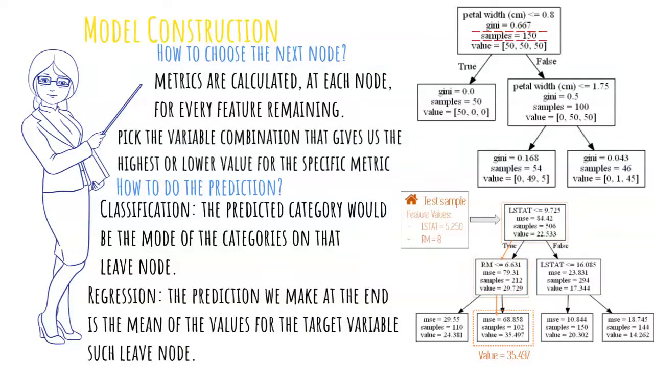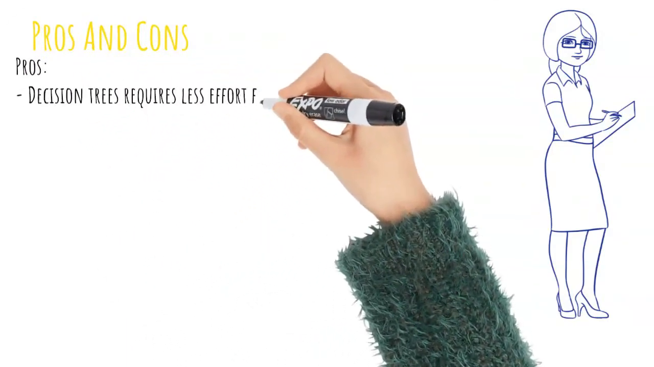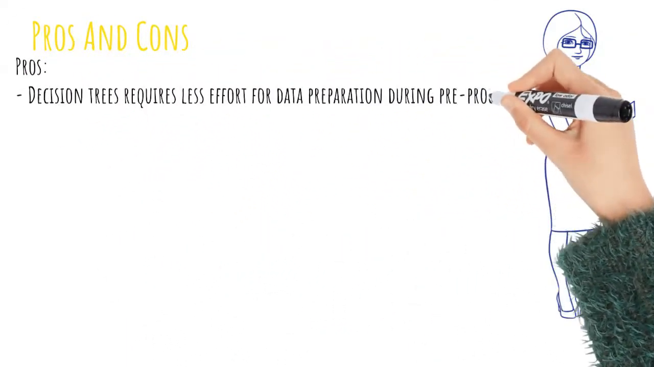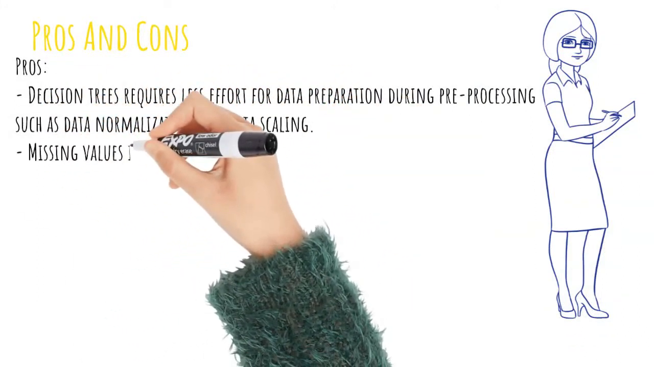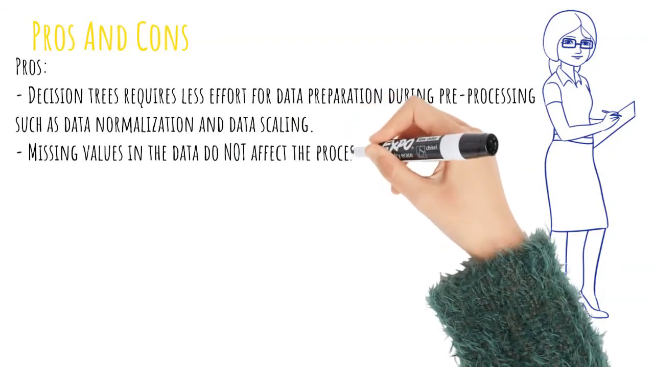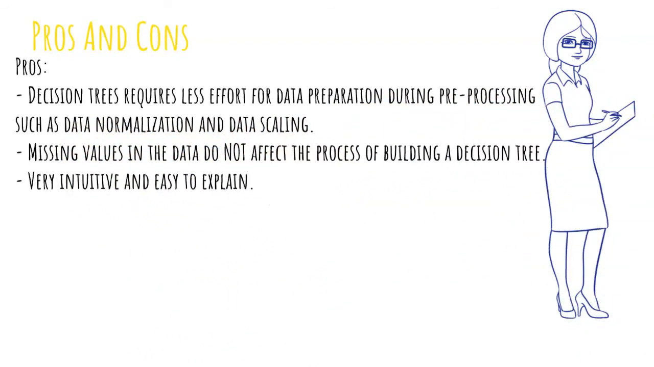The pros are that compared to other algorithms, decision trees require less effort for data preparation during pre-processing, such as data normalization and data scaling. Also, missing values in the data do not affect the process of building a decision tree to any considerable extent. It is also very intuitive and easy to explain to technical teams as well as stakeholders.